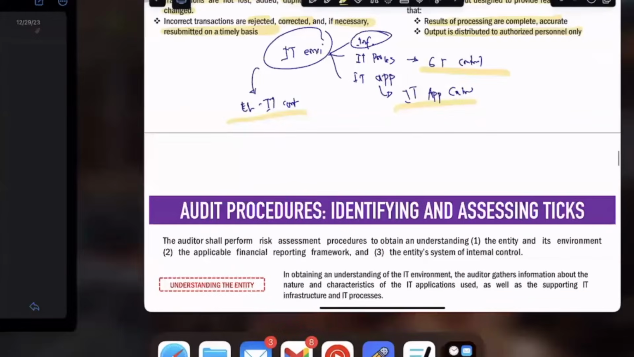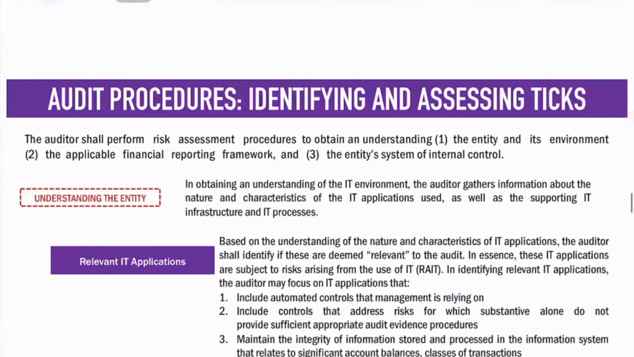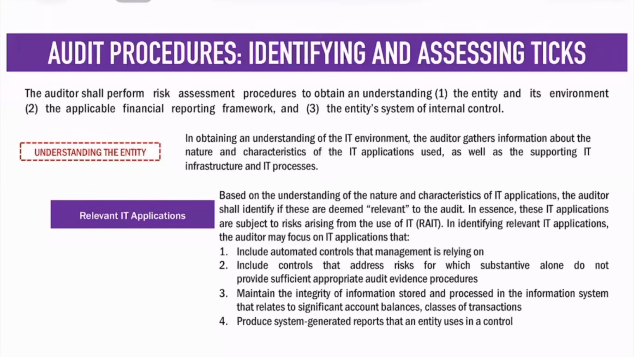Now, let's look into our audit procedures to test those risks. So, we have here identifying and assessing risks. The auditor shall perform risk assessment procedures to obtain understanding over the entity, applicable financial reporting framework, and the entity's system of internal control. First, as to understanding the entity. So how can we understand the entity in your audit in your CIS environment? The auditor gathers information about the nature and characteristics of the IT applications used and the supporting IT infrastructure and IT processes.